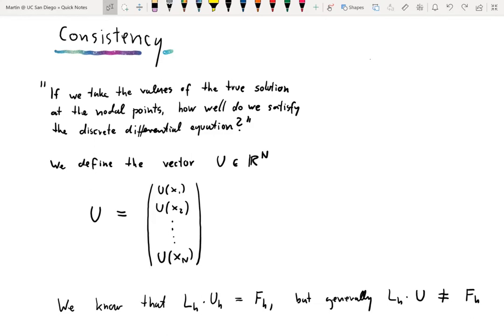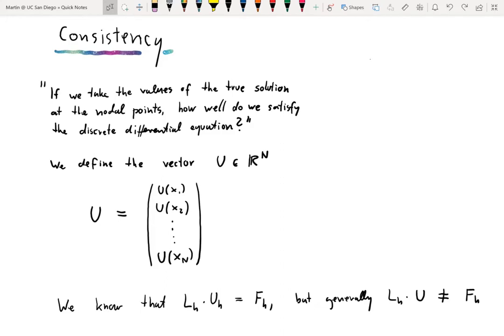We already know that if I take the system matrix LH and multiply it by the discrete solution UH, then I get the right-hand side FH. But generally, if I take this vector U, where I take the samples from the original solution of the boundary value problem, and compute LH times that vector U, then I do not get the right-hand side FH.